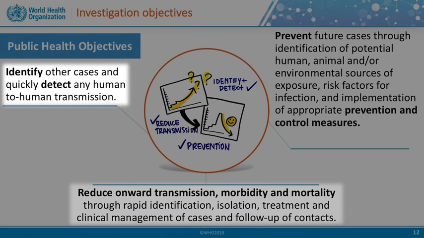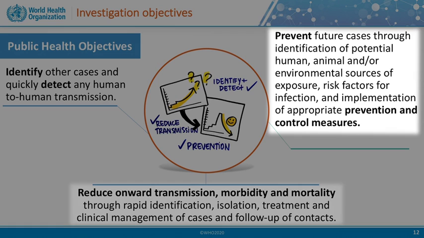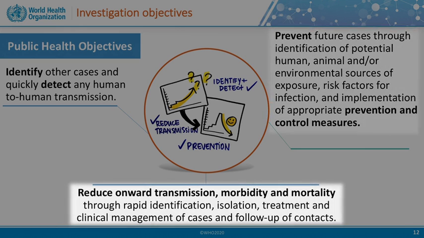There are many public health objectives in conducting investigations. These include to identify other cases and quickly detect any human-to-human transmission; to prevent further cases through the identification of potential human, animal, or environmental sources of infection and exposures, risk factors for infection, and the implementation of appropriate prevention and control measures; and also to reduce onward transmissibility and reduce morbidity and mortality through rapid identification, isolation, treatment, and clinical management of cases and the follow-up of contacts.